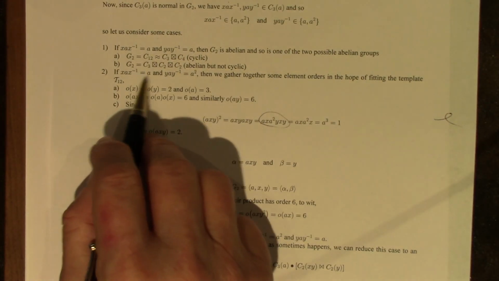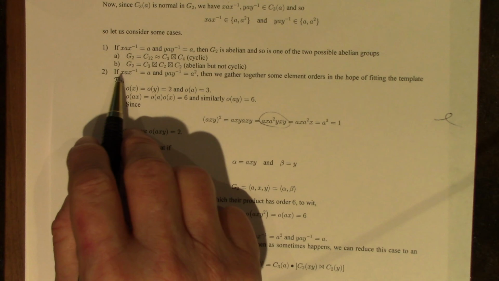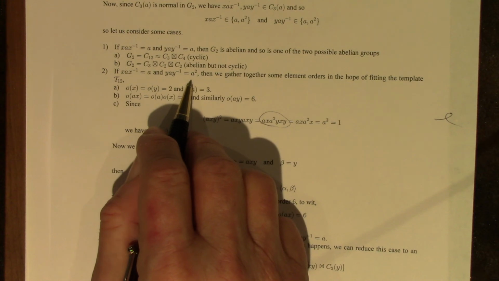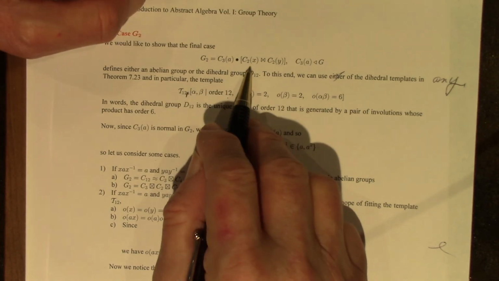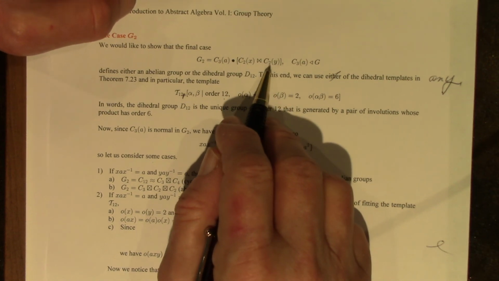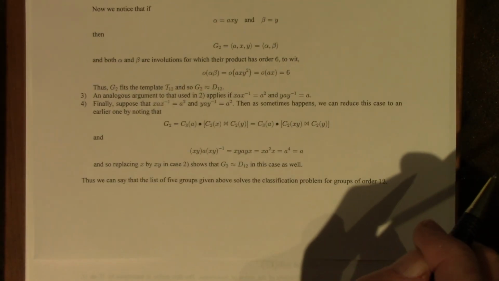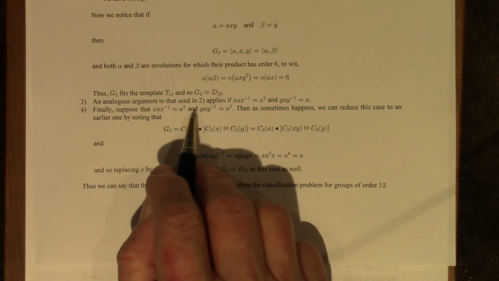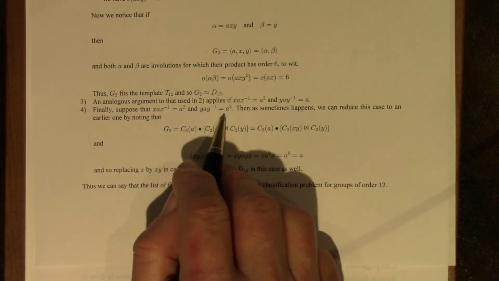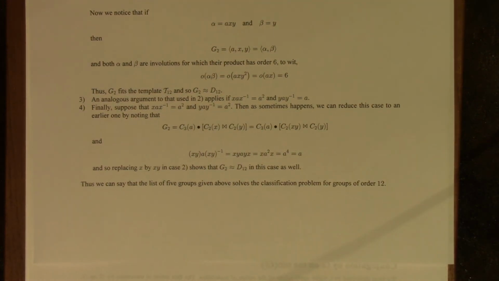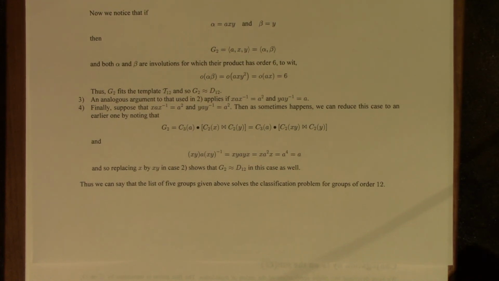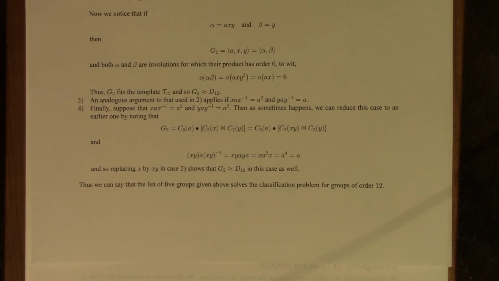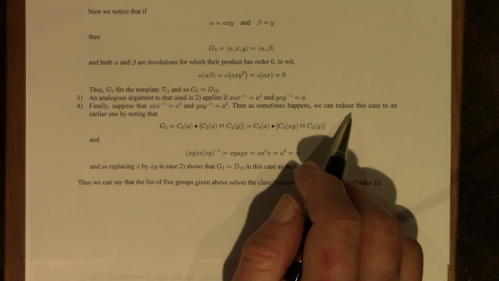Now, if we reverse these two, in another possibility that XAX inverse is A squared and YAY inverse is A, a similar argument is going to work. There's a symmetry here between X and Y, so we don't need to go through that argument separately. The final case is when XAX inverse is A squared and YAY inverse is A squared. As sometimes happens, or perhaps more than sometimes, we can reduce one case to another case, one we've hopefully already covered, and that's the case here.